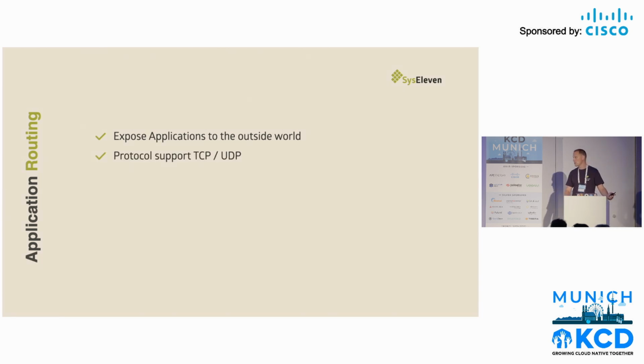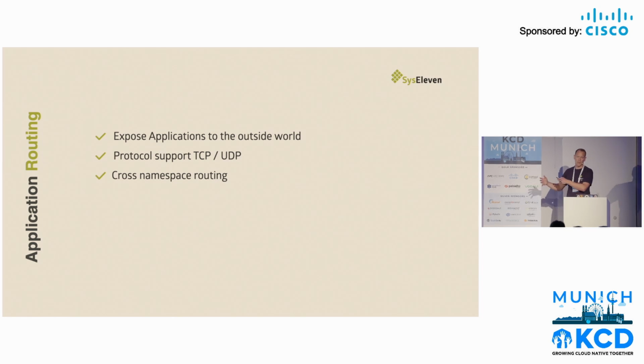You typically want to support multiple protocols. These would typically be TCP, sometimes maybe UDP, probably a bit seldom. And you also want to ensure that you can do cross-namespace routing. So your application and your Ingress controller could be in different namespaces. They probably should be in different namespaces as well, so that you can secure things, and maybe you also have different teams that deploy these services within your cluster. I'll talk about that as well.